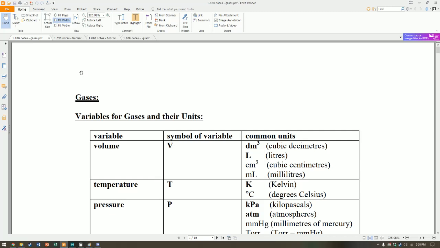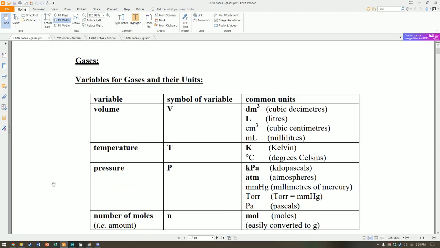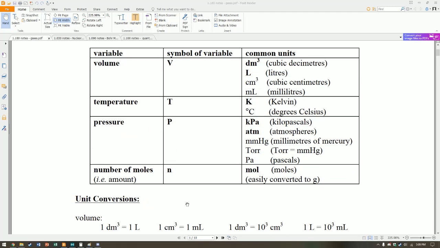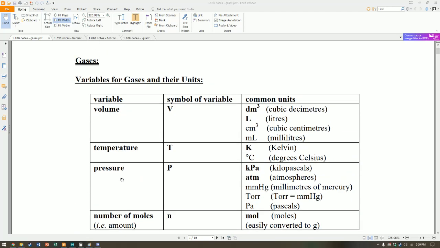Right, so right now we're going to be doing a little lesson on gases and gas laws and all that fun stuff. Now, earlier, I think in the very first video actually, I will have talked about the kinetic theory of gases, and basically there's 5 points to it.